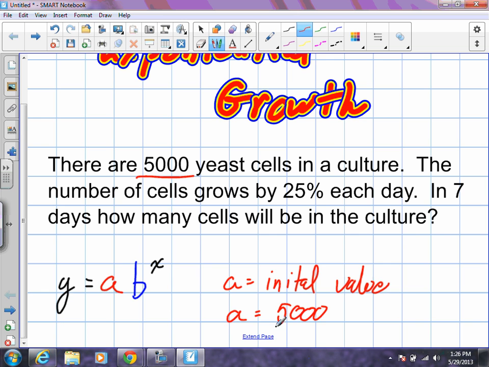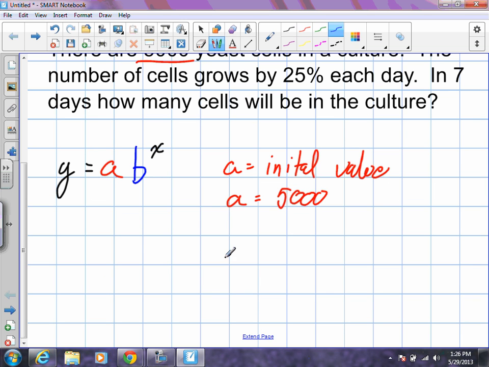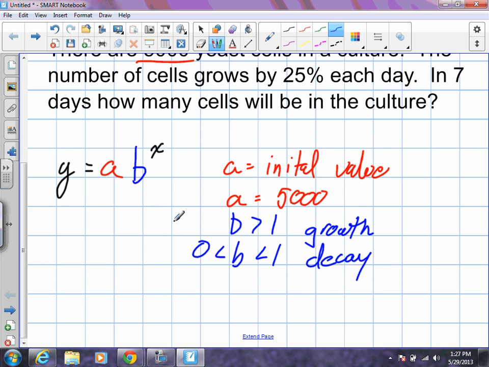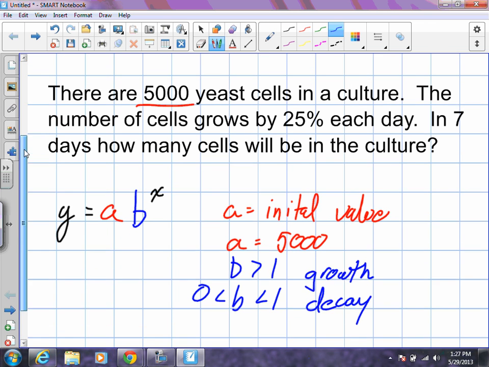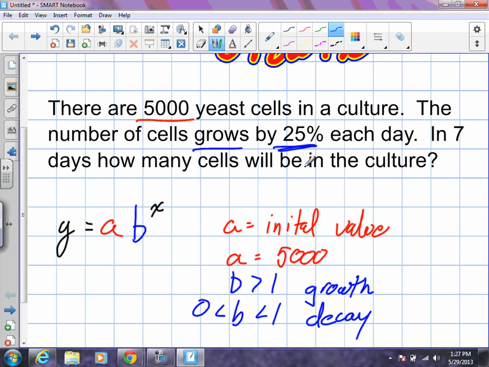Now, b is a growth rate. And we talked about this. We said if b was greater than 1, it's growth. And if b is between 1 and 0, it's decay. Now, in this question, are we growing or decaying? It says we're growing by 25% every year. So what would be a growth rate? I guess, what will our exponent need to be? What will our growth rate be in this case?